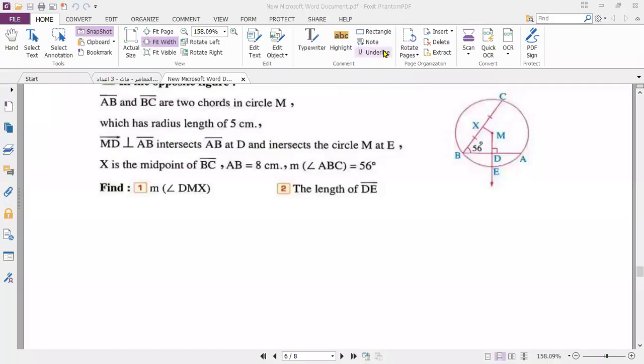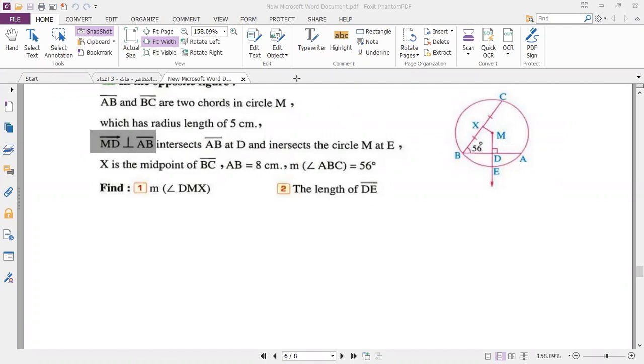Here in this example, AB and BC are two chords in the circle with center M, which has a radius length of 5 centimeters. And MD is perpendicular to AB and intersects AB at D.